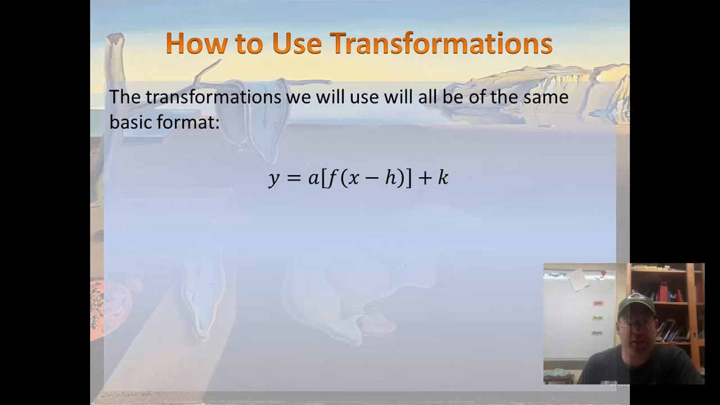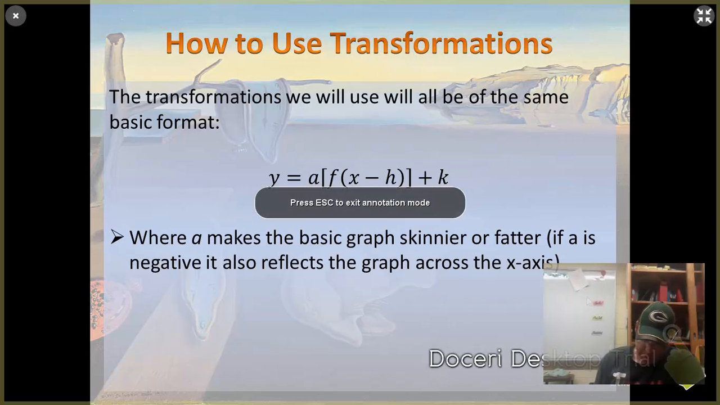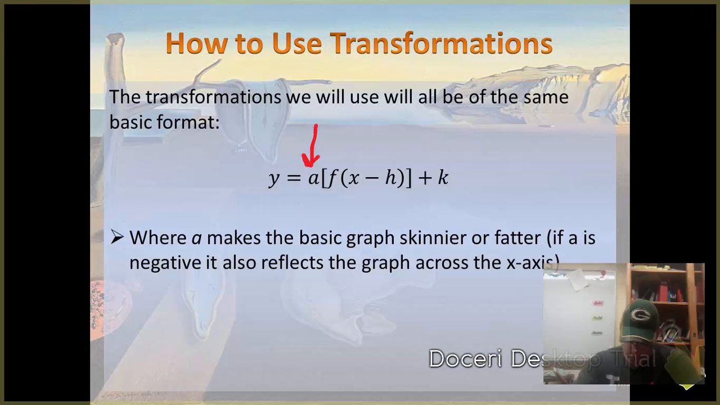Okay, now the second video of section 1.7 is going to be dealing with that A term that's in front. It's called a non-rigid transformation because the shape does not remain intact. It gets either skinnier or fatter. So that's why it's referred to as a non-rigid transformation. Basically what we're going to be keeping an eye on is just this A term in front. It makes the graph skinnier or fatter.